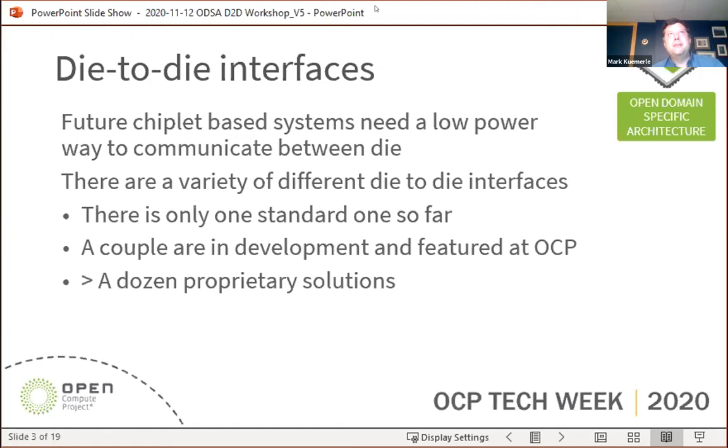I wanted to point out that at least in my understanding and my experience, there's a wide variety of die-to-die interfaces available in our industry, which is a wonderful thing. However, there is very little in the way of standardization around die-to-die communication right now. There's only one standardized die-to-die interface that I know of so far, although as Bobby mentioned in the introduction, if you were able to attend just a few minutes ago, there are a couple of these PHYs in development and featured in OCP. So we're very hopeful that as we move forward with those projects, we'll have more open interfaces that the community can use to leverage and build these chiplet-based systems.